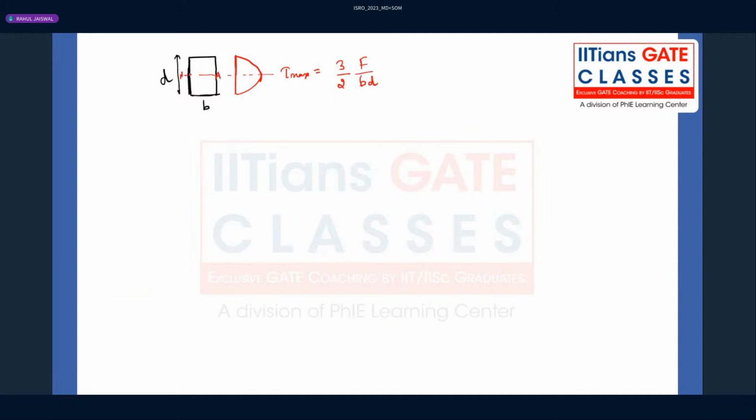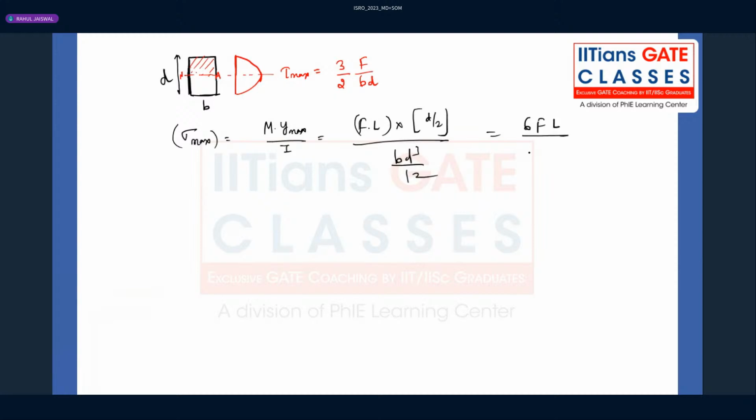At the neutral axis, you can take a fiber. This is a fiber, and you can calculate the maximum there. What is the maximum bending stress? That is M into y maximum divided by I. M is F into L, y maximum is D by 2, and moment of inertia will be BD cubed by 12. So that is 6FL divided by BD squared.